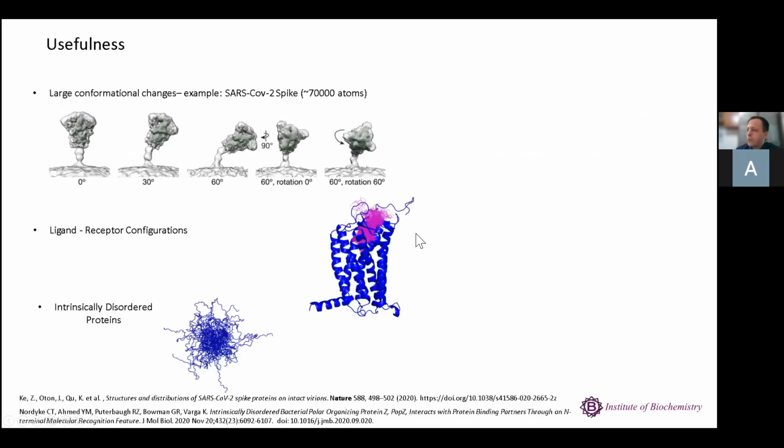Now, why do we want this? The main problem that we are after is the macromolecular conformational spaces, which can get very big, very fast because of the dimensionality.